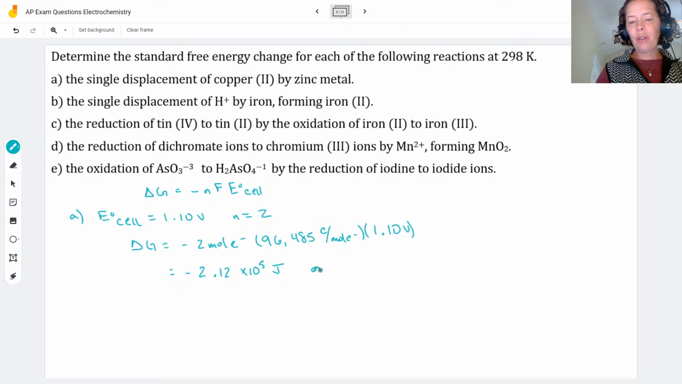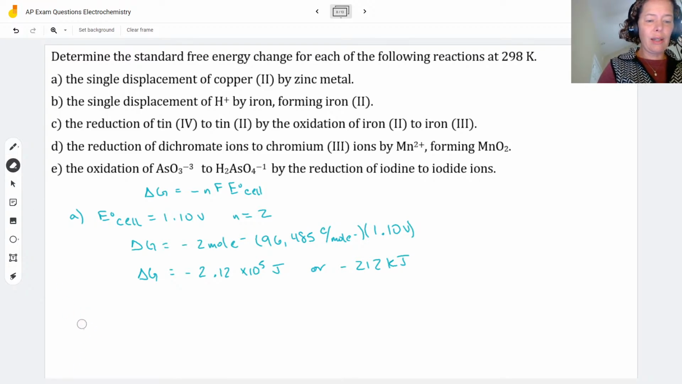Now you can also convert this to kilojoules. The problem didn't specify, so you can go either way. But depending on what you're going to do next, sometimes kilojoules is helpful to have. So this is what our delta G is for our reaction for A. So let's go ahead and do our reaction for B. I'm going to move this up.